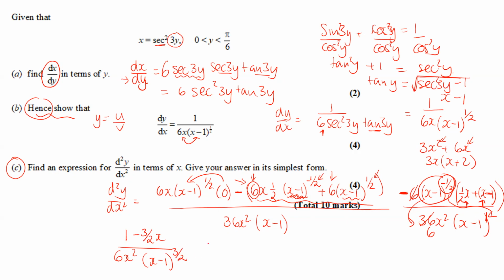Now what I can do on the top, just to tidy up, is take that line all the way across. So in order to make that whole one over the common denominator of 2, it's going to be 2 minus 3x, and then that 2 on the bottom can join in with this 6, all over 12x squared, and then (x minus 1) to the 3 over 2. So as I said before, actually applying all the rules is usually okay. It's manipulating it into the simplest form.